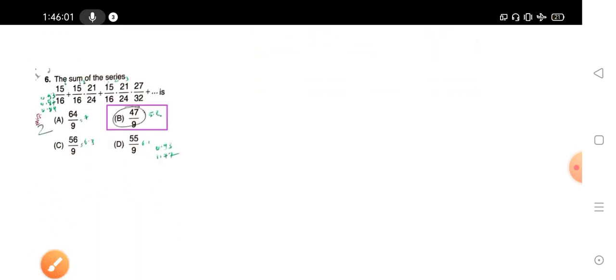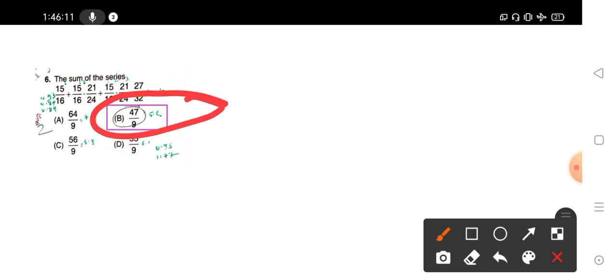Next question: the sum of the series 15 upon 16 plus 50 upon 16 into 21 upon 24. The answer we get is B. This is also for your homework.